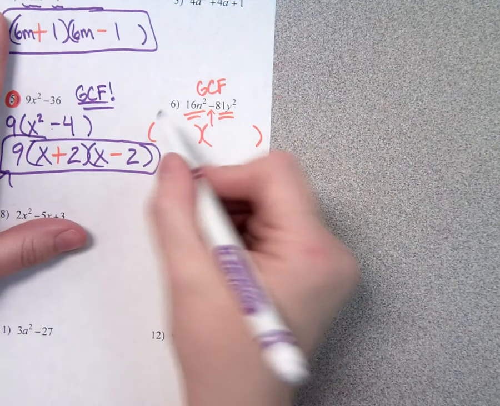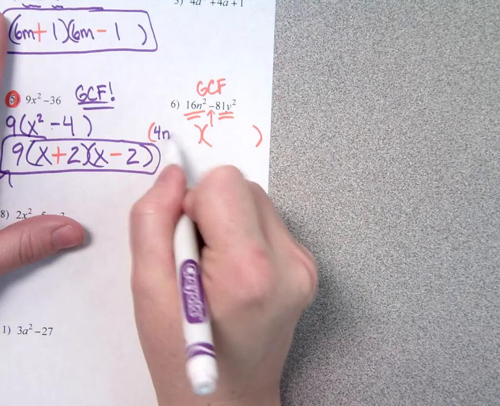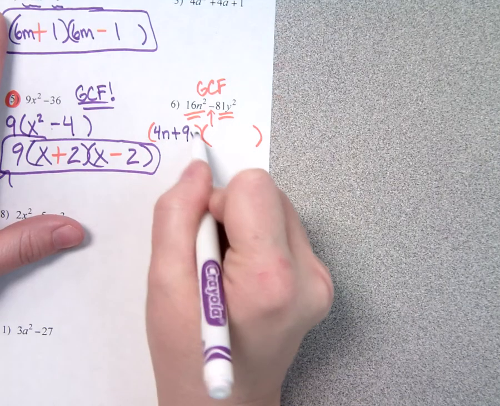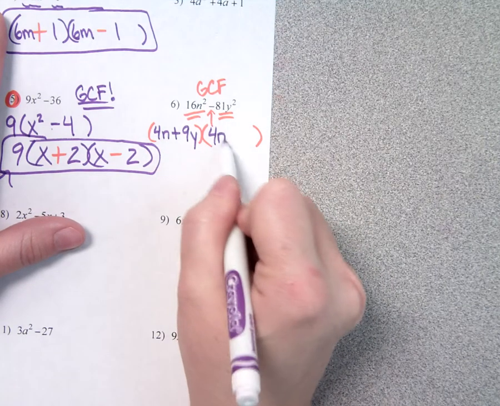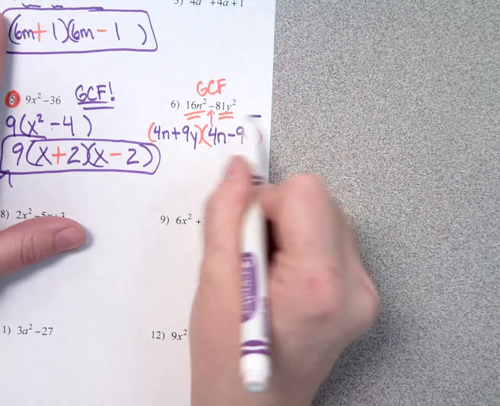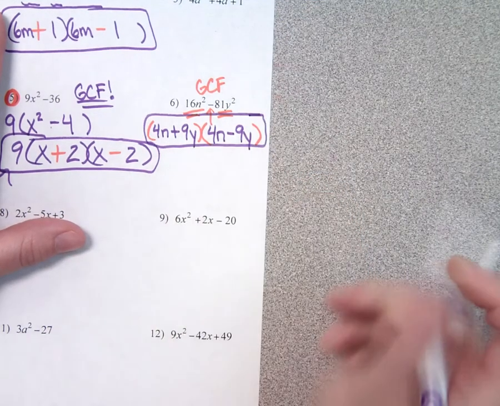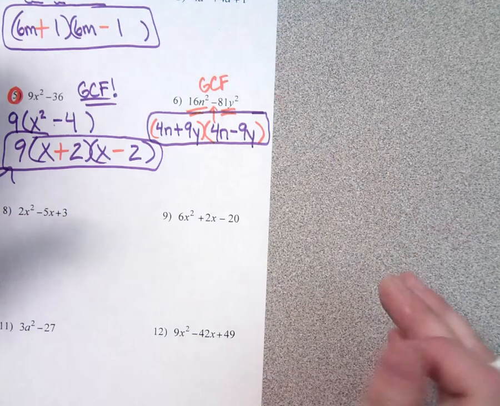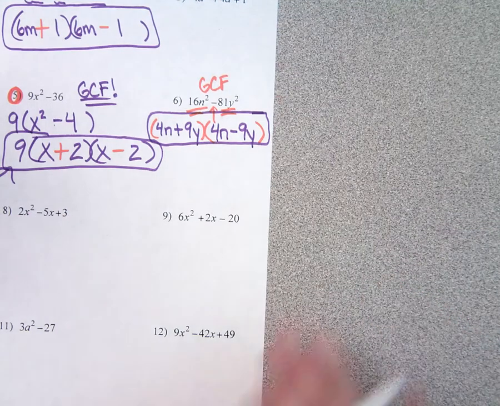All right, what'd you put? 4n plus 9y. Good. And 4n minus 9y. There it is. The difference of squares. That was the new guy that you learned today. You like the difference of squares? Yeah. It's pretty easy.